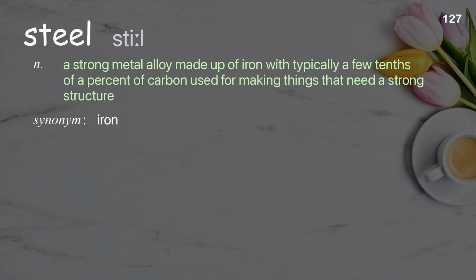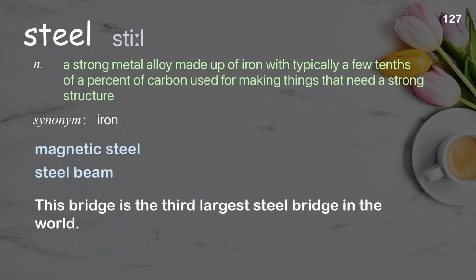Steel. A strong metal alloy made up of iron with typically a few tenths of a percent of carbon, used for making things that need a strong structure. Examples: magnetic steel. Steel beam. This bridge is the third largest steel bridge in the world.